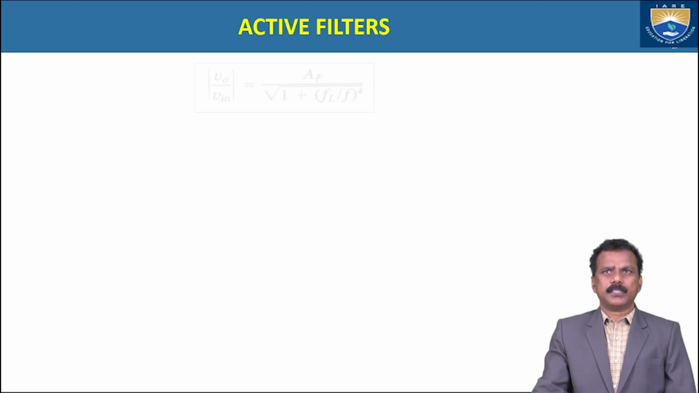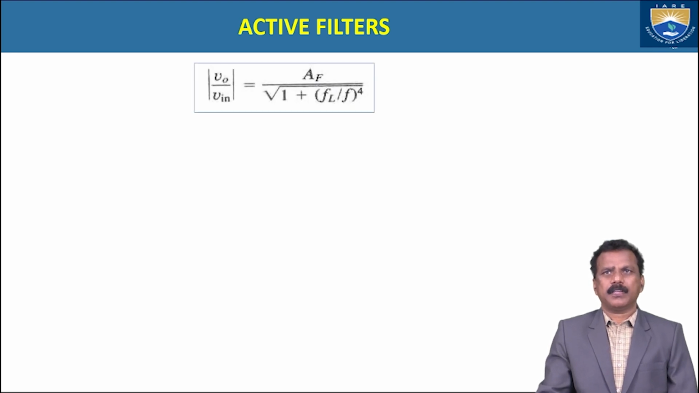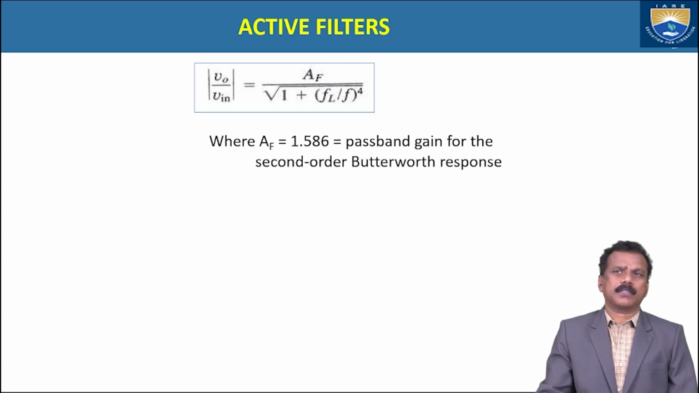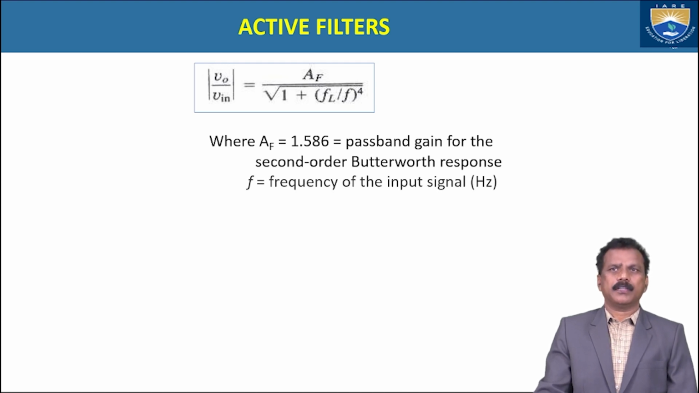Within this, we calculate the output voltage by Vo equal to AF divided by the square root of 1 plus (F/FL) to the power 4, where AF is equal to 1.586. This is the pass band gain for the second order Butterworth response. Numerically, they are choosing AF as 1.586. We will verify that, where F is the frequency of the given input signal.